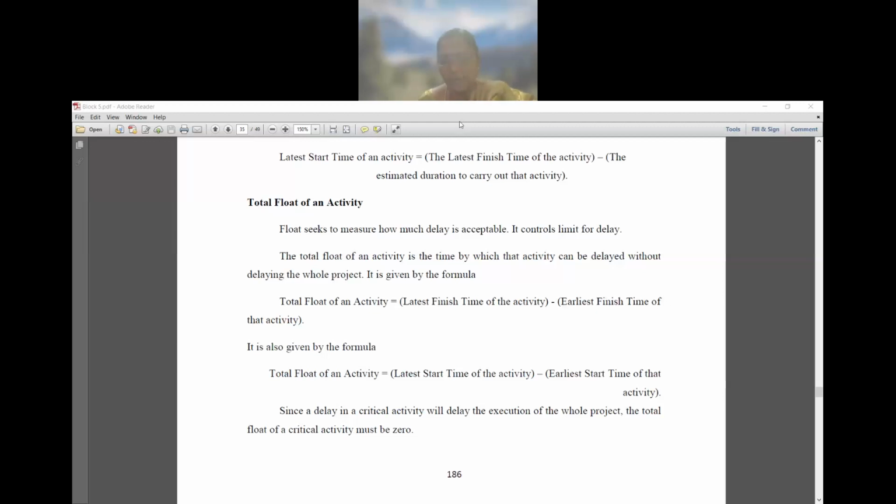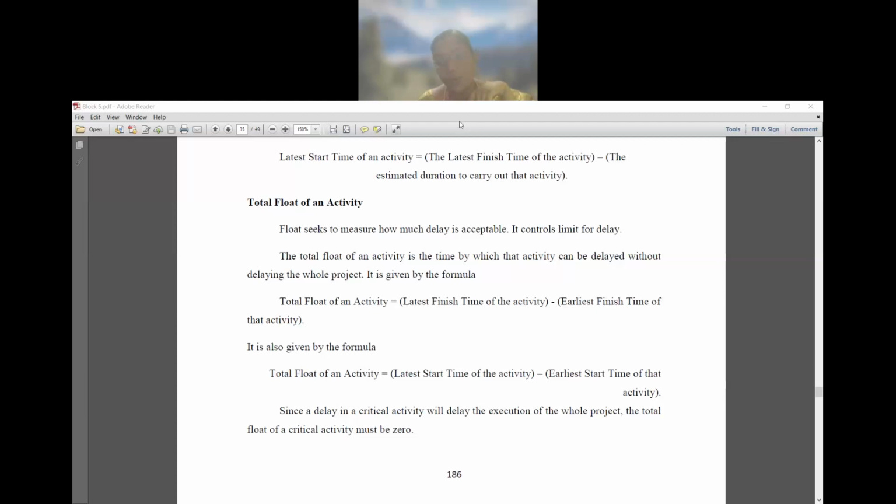Okay, one more formula is there for finding a total float. The total float of an activity is equal to the difference between the latest start time of the activity and the earliest start time of that activity. Either we have to find the difference between latest and earliest finish, or the difference between latest start and earliest start.